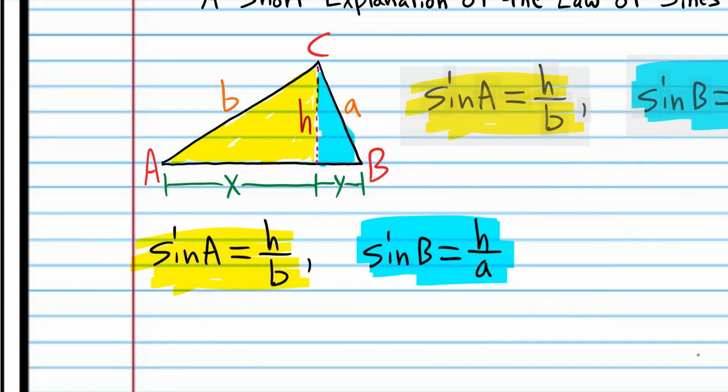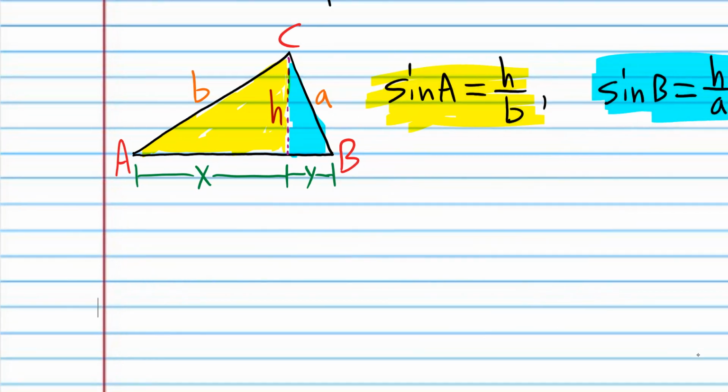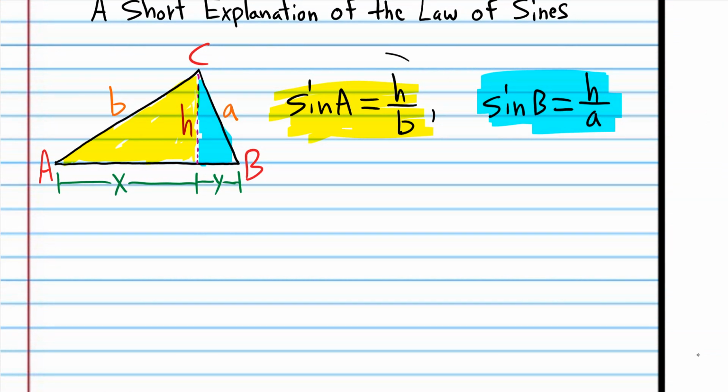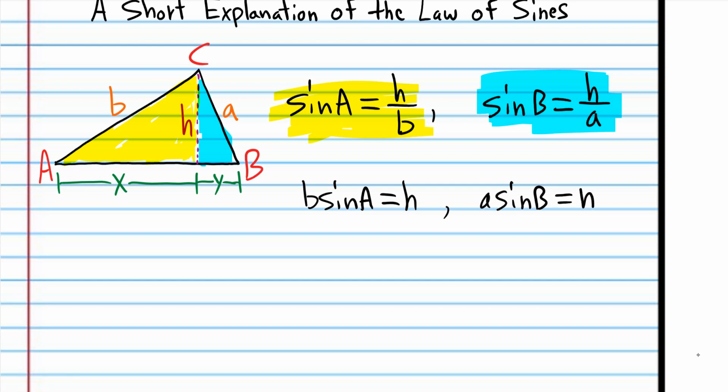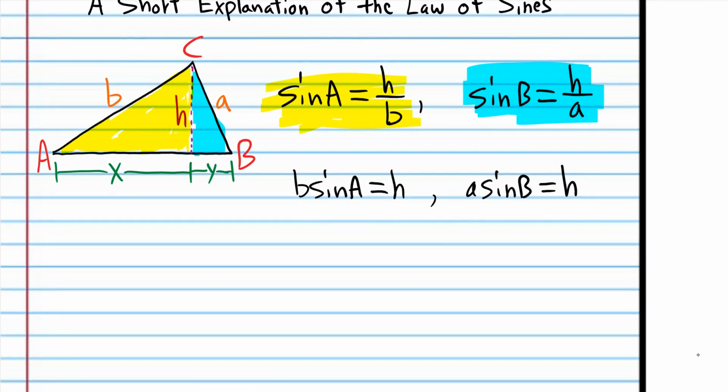So now what I'm going to do is solve for h in both of those equations. I'm going to multiply both sides of this equation by b, and we get b times sine A is equal to h. And I'm going to multiply both sides of this equation by a, so we get a times sine B is equal to h. So that was just basic algebra. I'm getting rid of the fractions by multiplying both sides by b over here and both sides by a over here.